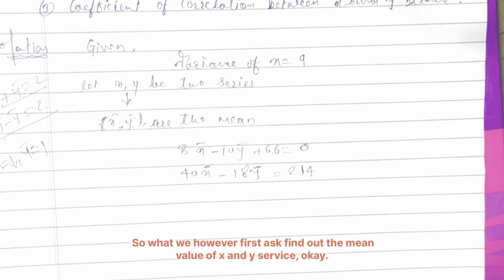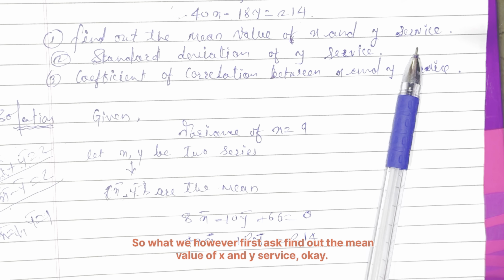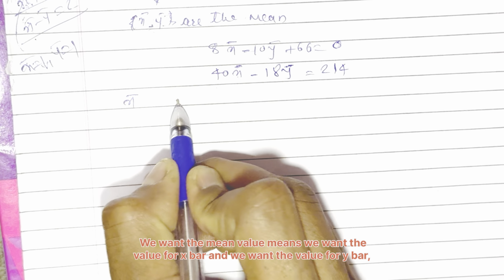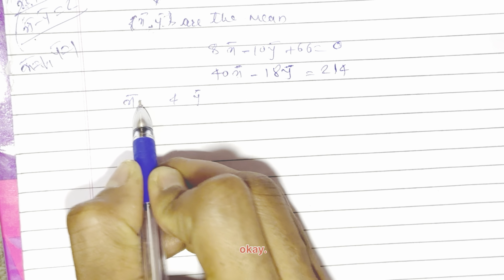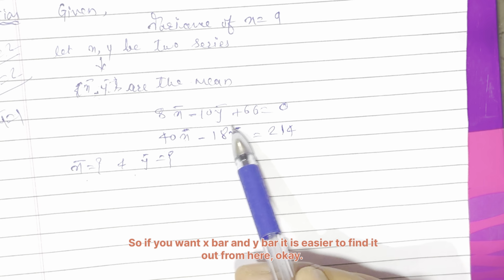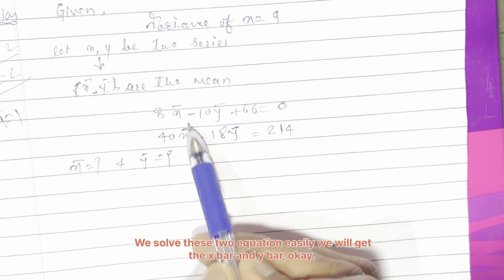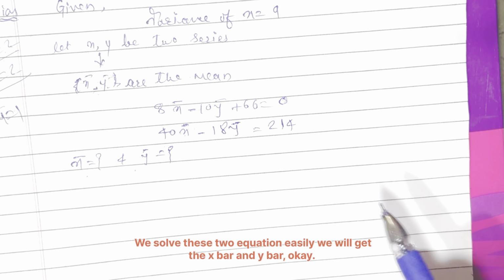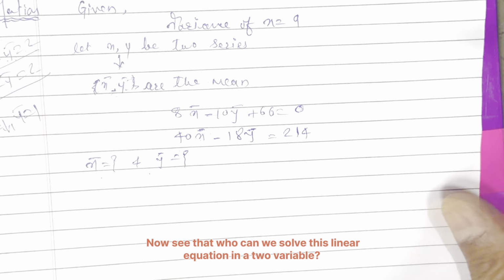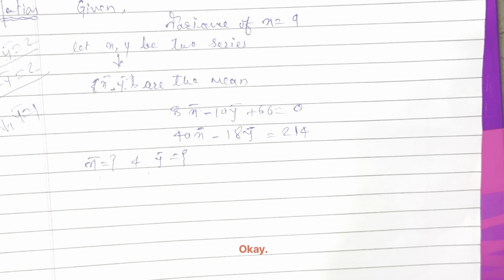So what we have, our first task is to find out the mean values of x and y. We want the value for x bar and we want the value for y bar. These two values we want. If you want x bar and y bar, it is easier to find them from here. So we solve these two equations and easily we will get x bar and y bar. Now see how we can solve this linear equation in two variables. These are linear equations in two variables.